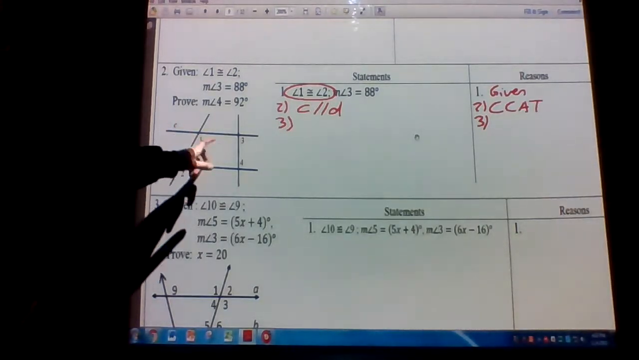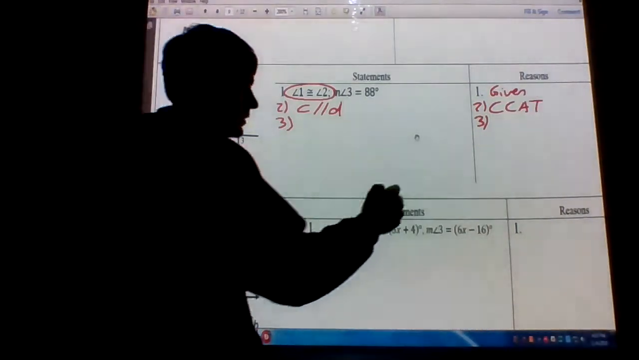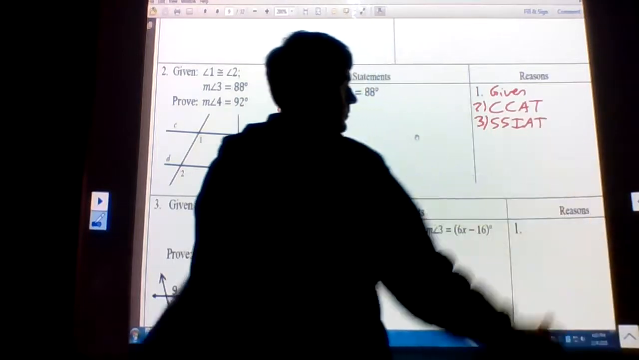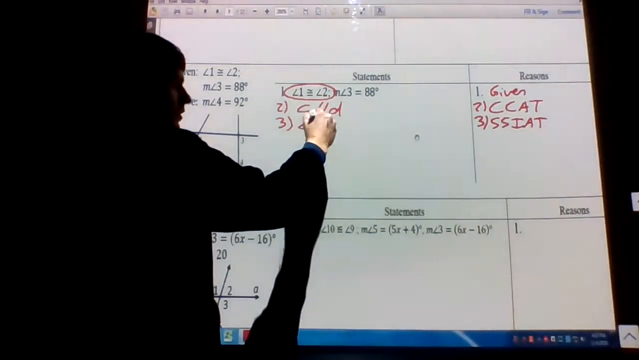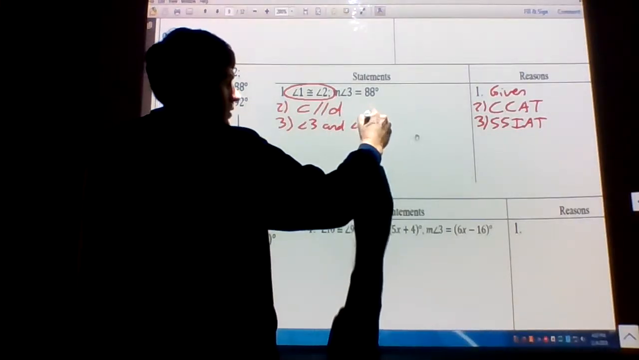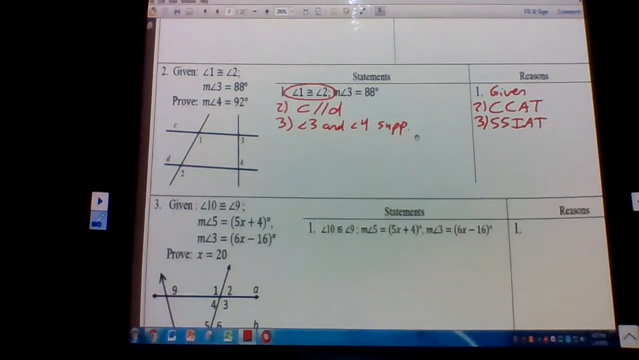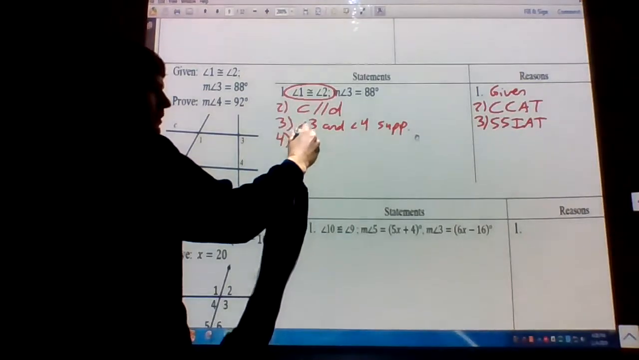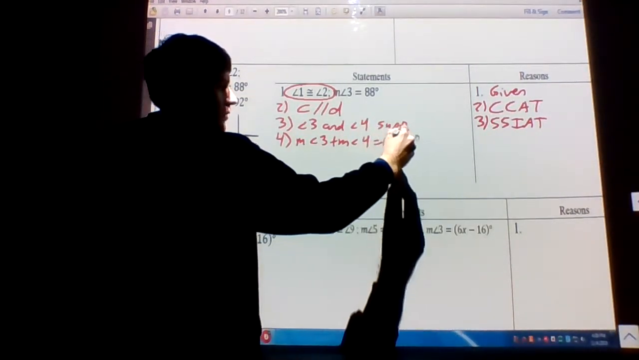Well, if lines C and D are parallel, then we know the same side interior angles here are supplementary. So by the same side interior angle theorem, we know that angle 3 and angle 4 are supplementary. We know the definition of supplementary means the measure of angle 3 plus the measure of angle 4 is going to be equal to 180.